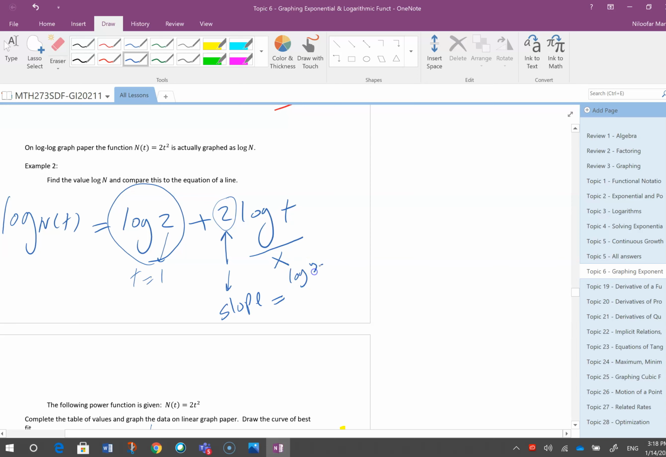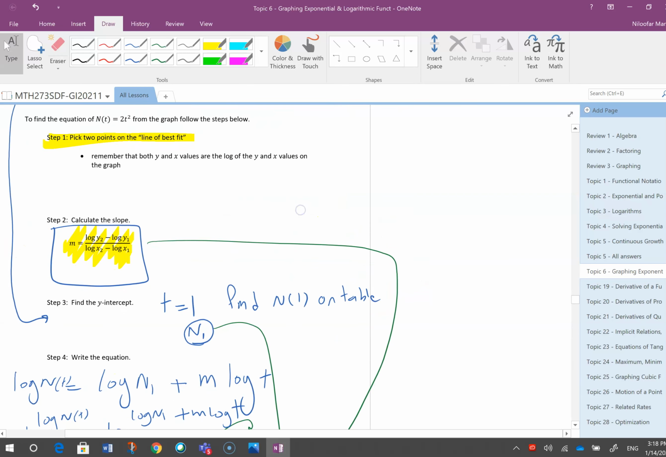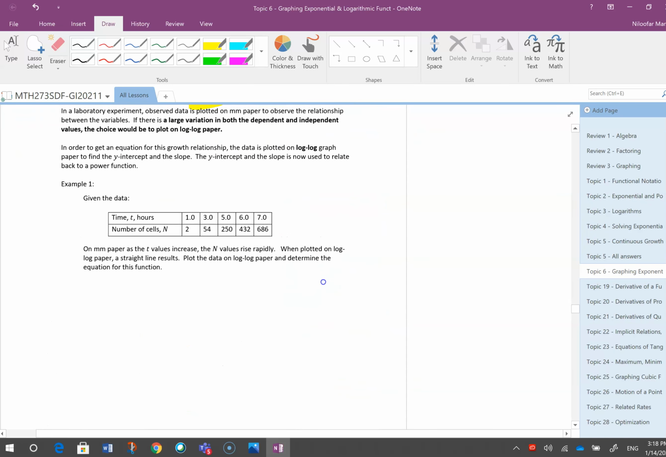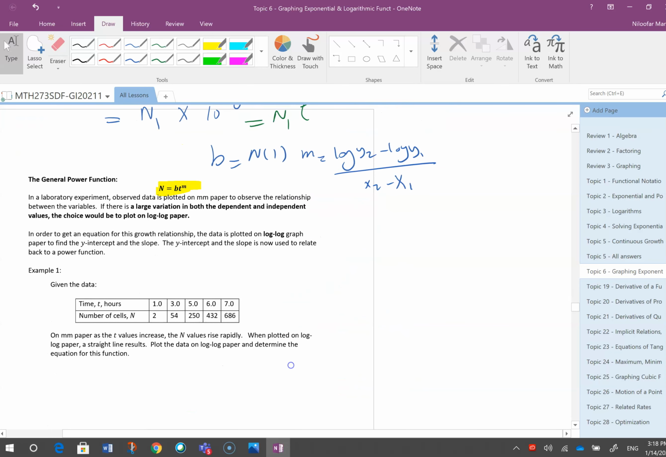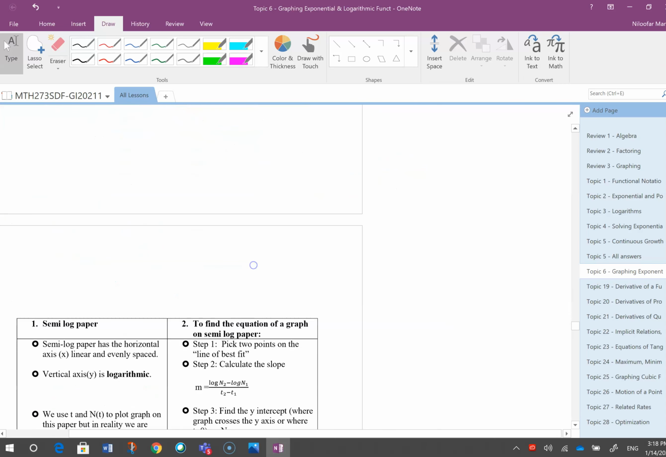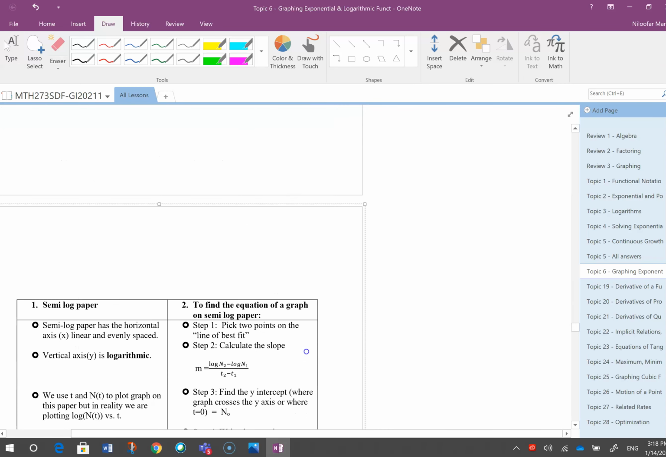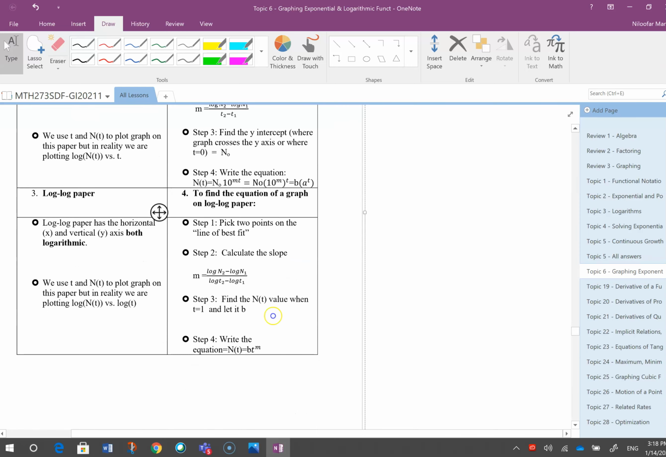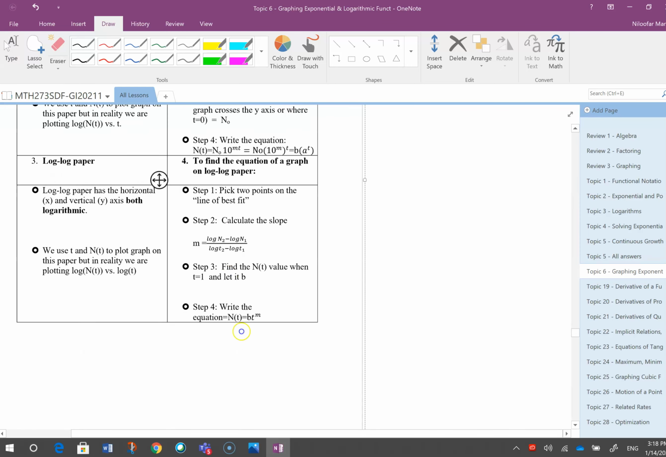Okay, so it's logarithm y2 minus logarithm y1 over logarithm x2 minus logarithm x1. Okay? Again, this is one example. You can do it, and then I can show you this paper here, which has all the rules here, and then we can go to practice question.